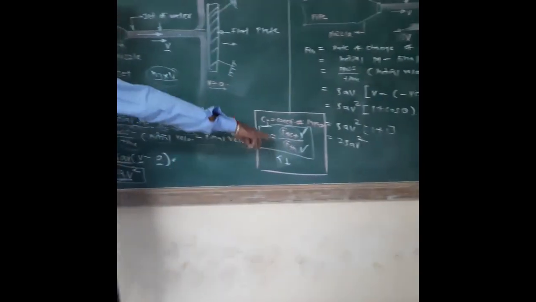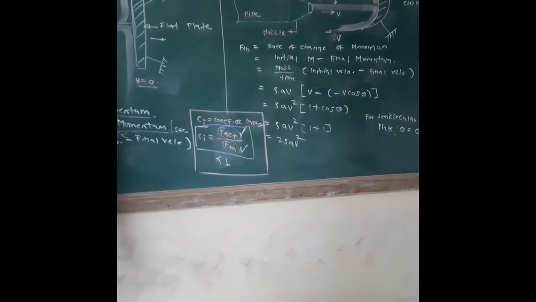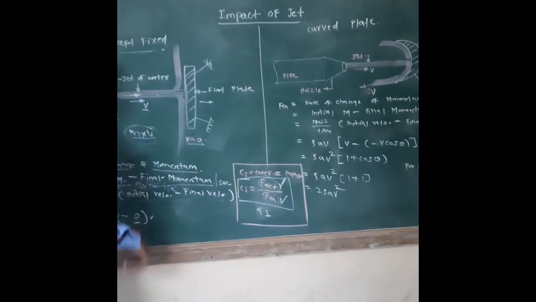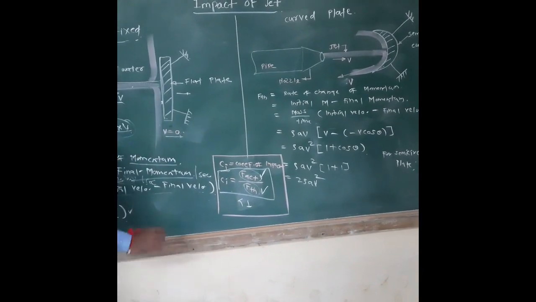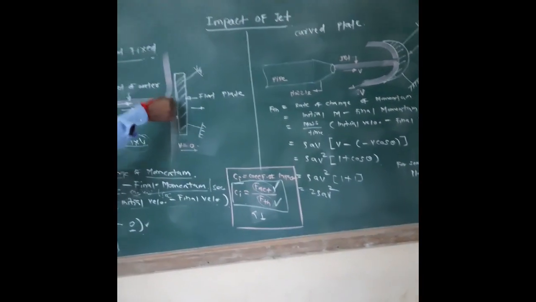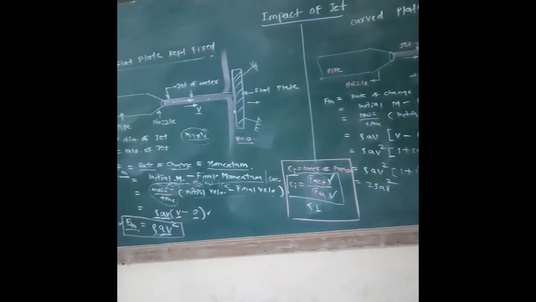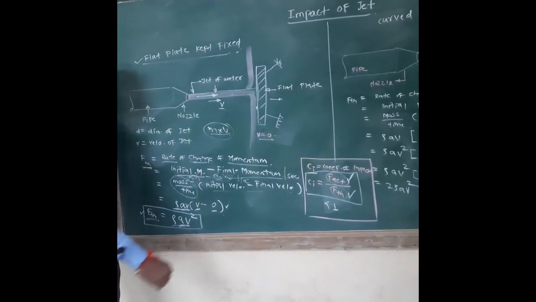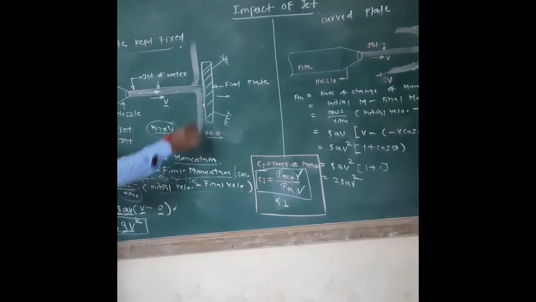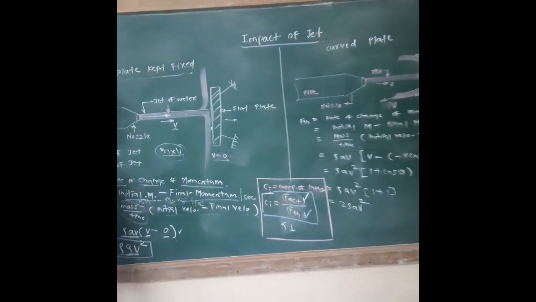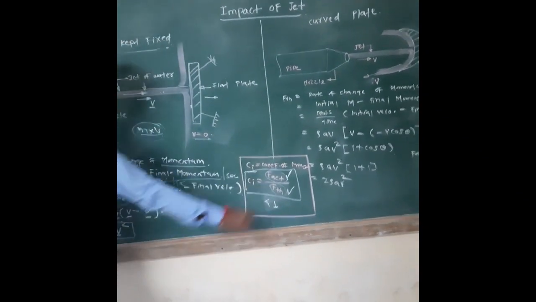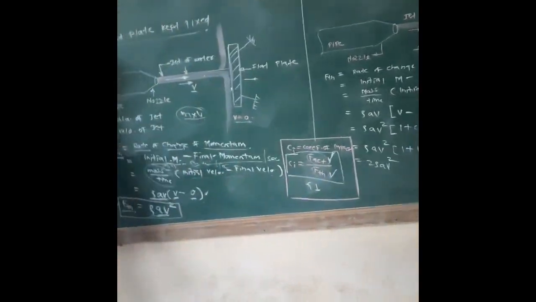Now why is the actual force less than the theoretical force? Because when we made this derivation, we assumed, first, that the plate is smooth, and second, that there is no loss during the impact. But actually there are some losses due to the impact, and no material is perfectly smooth. So due to those two reasons, our actual force will always be less than the theoretical force.